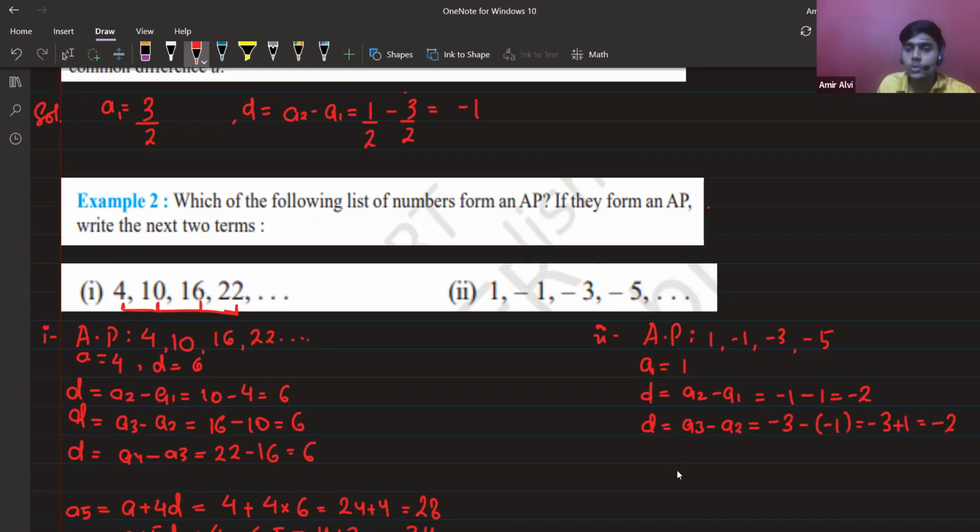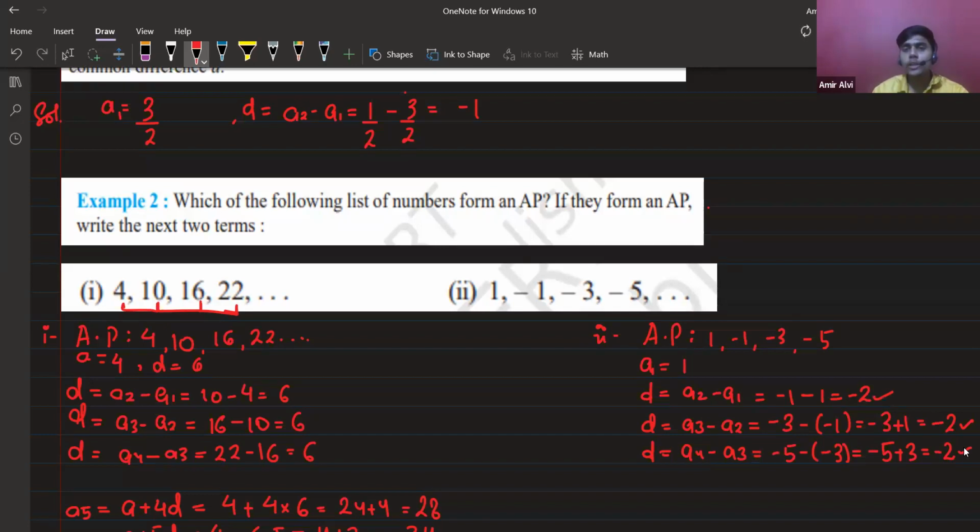Let's find out the last one so that we can surely say that it's an AP or not. A4 minus A3, which is -5 minus of -3. So it will become -5 plus 3 equals -2. Is that clear to all of you? Yes, sir. This D, this D and this D, it's all same. So you can say that the progression, the list of numbers, is an AP.